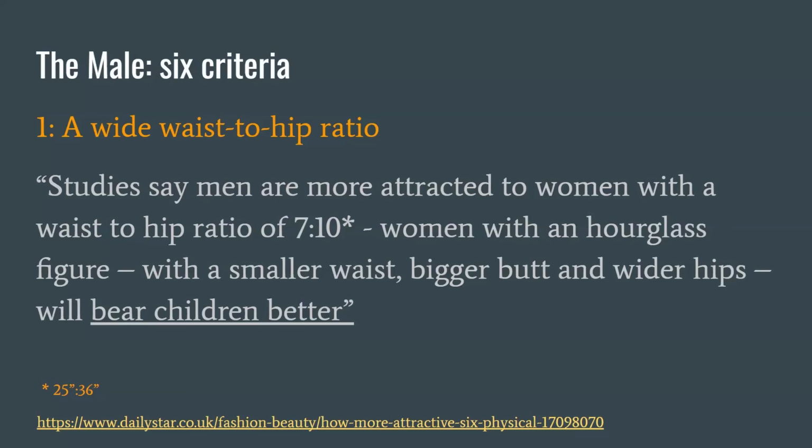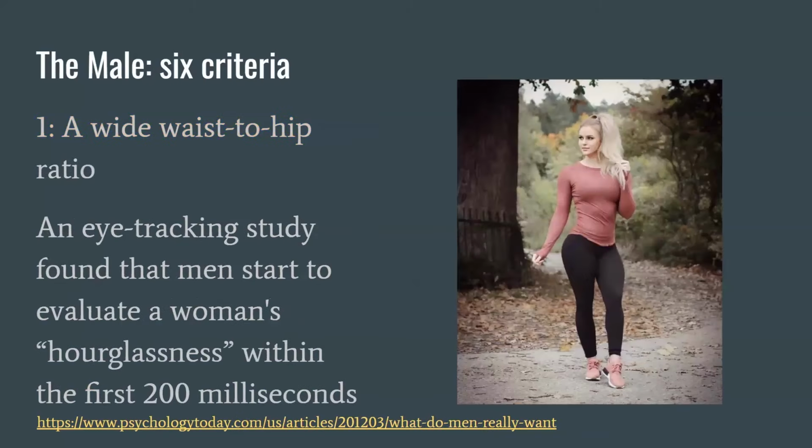The studies show that a waist to hip ratio of 7 to 10 is what's most attractive. And that would be a 25-inch waist and a 36-inch butt. This is a picture of somebody with those measurements. And personally, I don't find her very attractive, but that's okay. An eye tracking study found that men start to evaluate a woman's hourglassness, to coin a word, within the first 200 milliseconds. So a guy meets a girl, and within a fifth of a second, he's looking to see if she's got the right measurements.